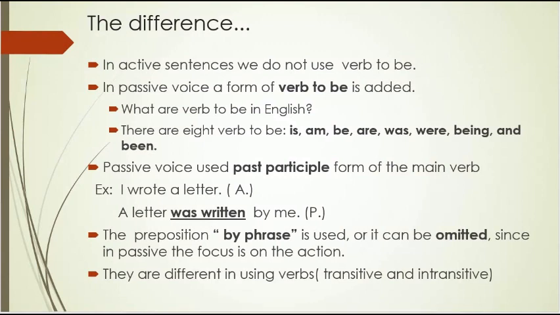As an example here, I wrote a letter. This is an active construction, and here we don't use the verb to be, one of these. Whereas we use it in passive construction: a letter was written by me. This is a passive construction, the be verb is used here, plus the past participle form of the given main verb. Here, the past participle form of wrote or write is written.